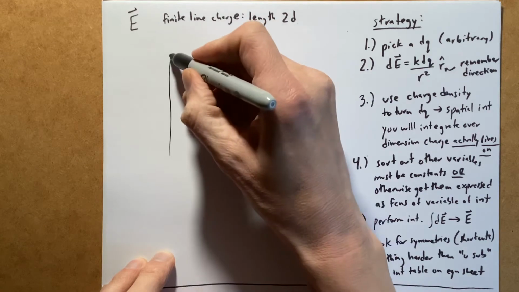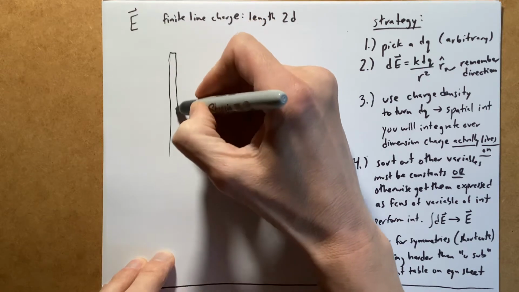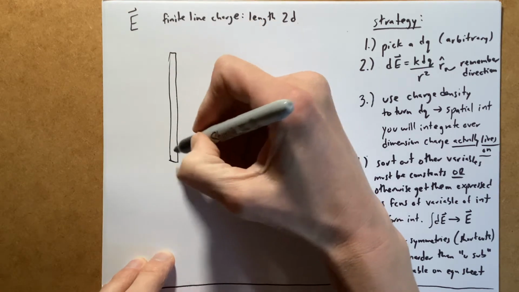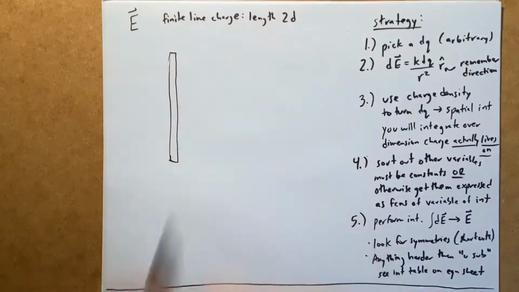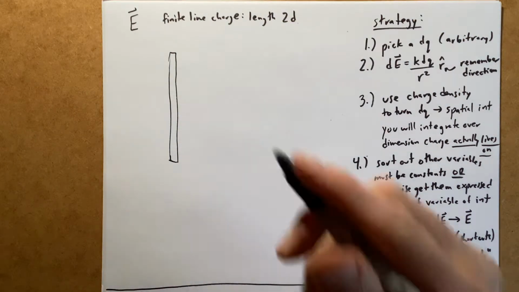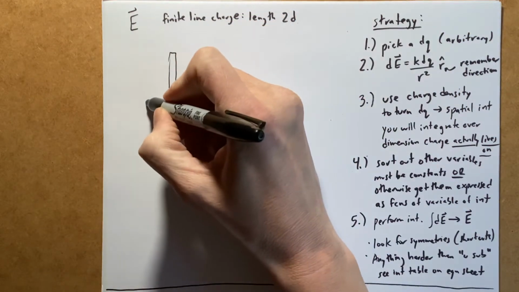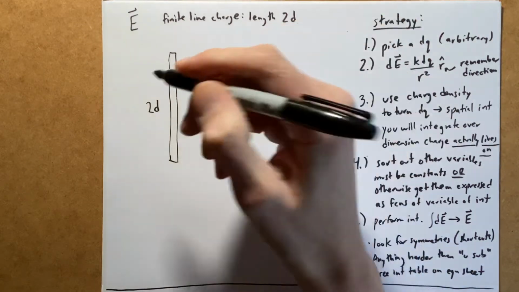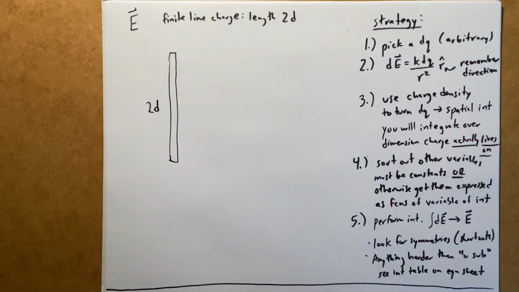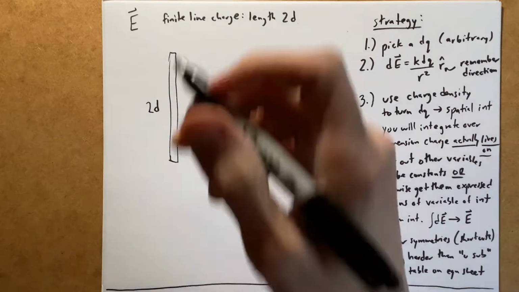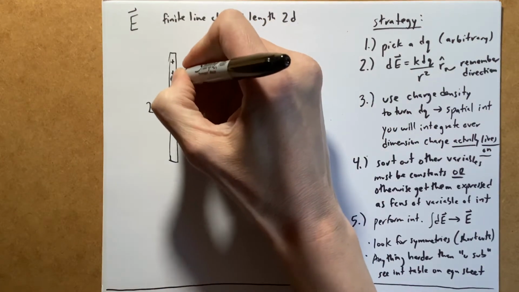Seems kind of odd. Why don't I just call it L? But I'm going to call it 2D. Here's my line. It's not infinitely long yet. That comes later. It's just a finite length. Its total length is 2 times d. Why do I do that? It'll become apparent later. And on this, I'm going to spread some charge.